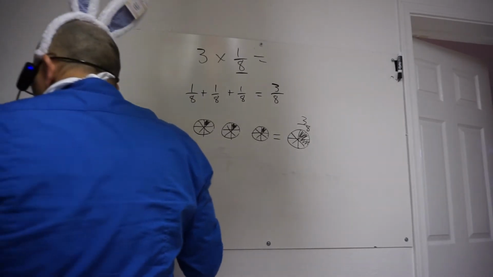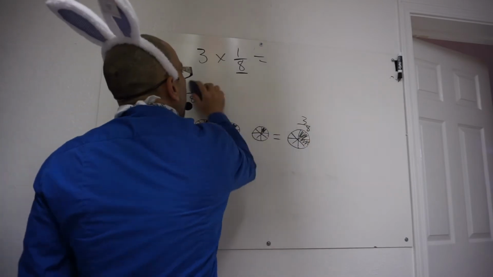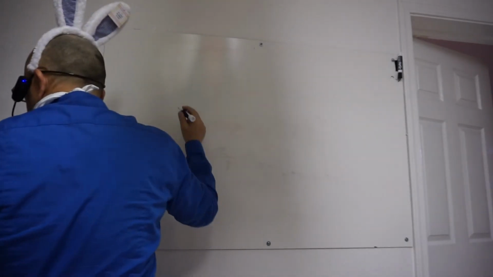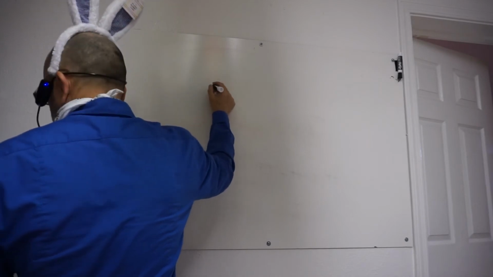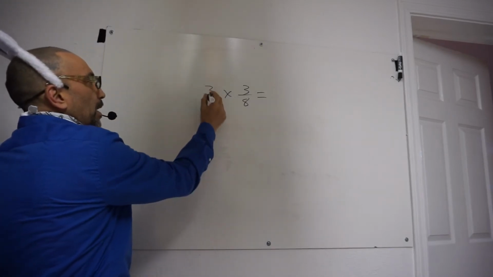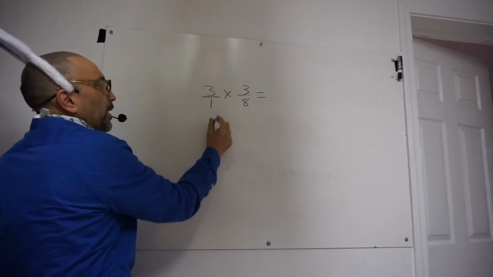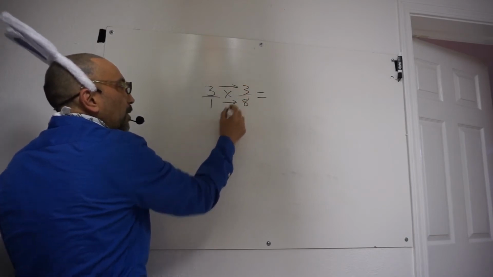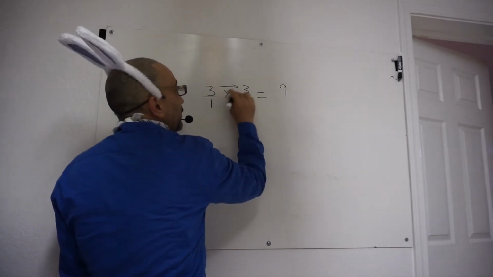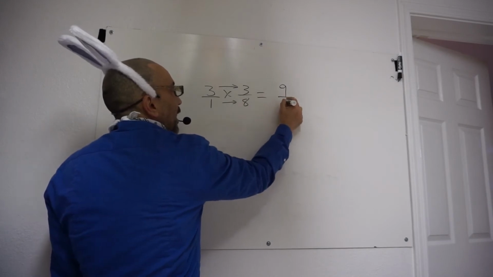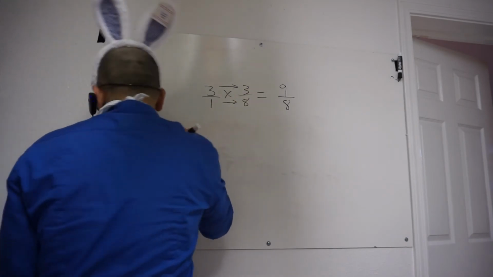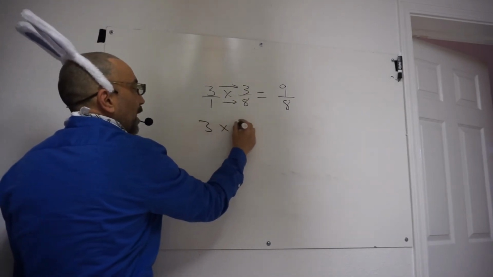Now, let's try a bigger pizza of slices. For example, let's have 3 times 3/8, right? What does that equal? Well, right away, I want to put the 1 here. And all I'm doing is multiplying. In multiplication of fractions, you just multiply straight across. So what we have is 3 times 3 is 9, and 1 times 8 is 8. So it's 9/8.